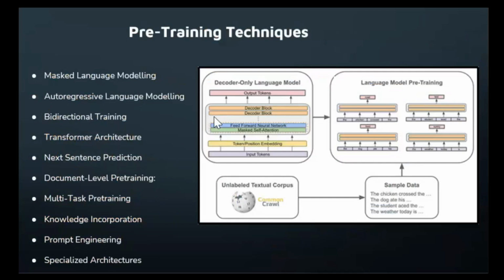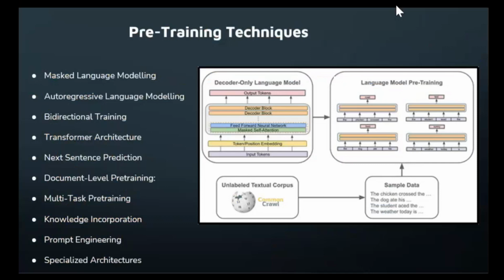Let's see and discuss some pre-training techniques. We have masked language modeling, autoregressive language modeling, and bidirectional training techniques. We are using the mighty transformer architecture here. Then there are next sentence prediction, document level pre-training, multitask pre-training, and knowledge incorporation, as well as prompt engineering, which is also a specialized architecture that adds style to the process.